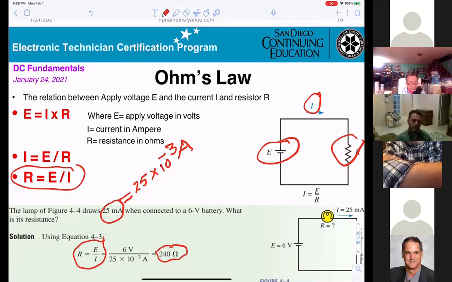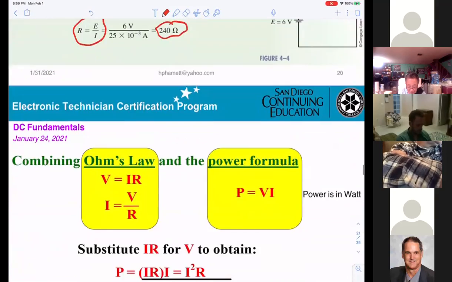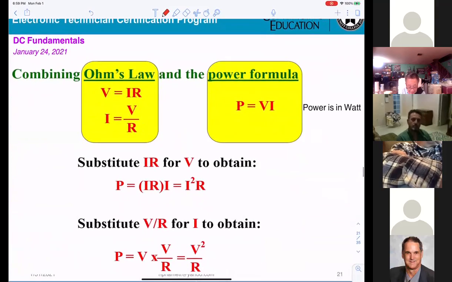Resistor 240. So this is what we call Ohm's law. Remember, E will be I times R, or I can be equal to E divided by R, or R equals E divided by I. However, you must follow: E must be in volt, I must be in ampere, and R must be in ohm. If we need to, we have to change it. And this is the formula: voltage V equals I times R, I equals V divided by R.